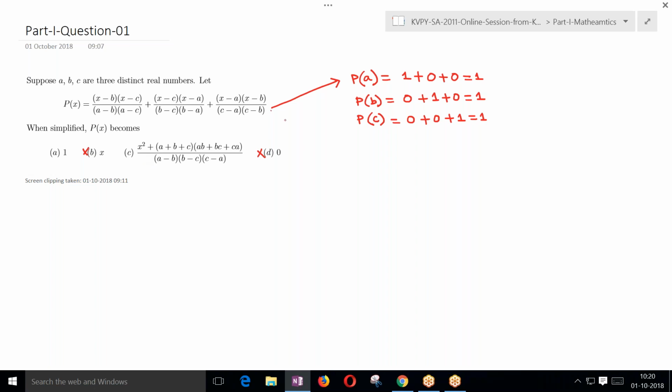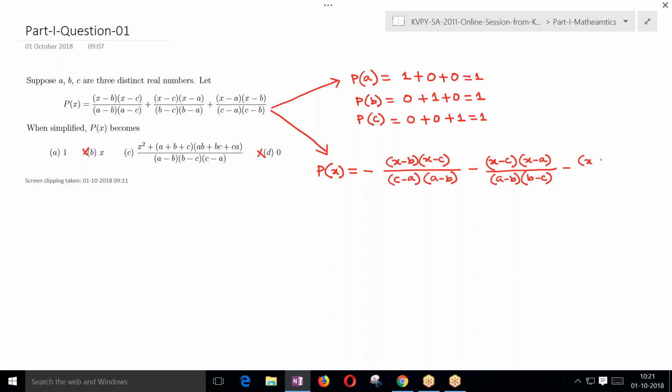If you see from here, we can write P(x) something like this. P(x) will be equal to minus of (x minus b) into (x minus c) divided by (c minus a) into (a minus b), plus minus (x minus c) into (x minus a) divided by (a minus b) into (b minus c), minus (x minus a) into (x minus b) divided by (b minus c) into (c minus a).